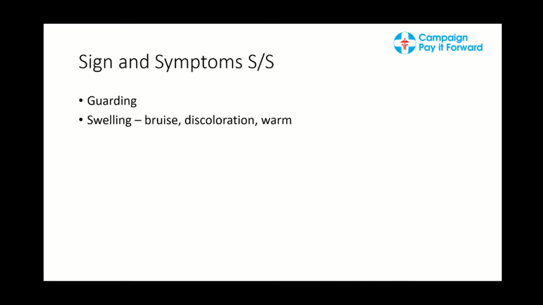Swelling. Sometimes the area will bruise, sometimes there will be discoloration, and sometimes it will be warm to the touch. So the bruising, the discoloration, and the warmth can happen immediately after any of the three things that happened, which is the fracture, the sprain, or the strain, or it can sometimes happen hours later.